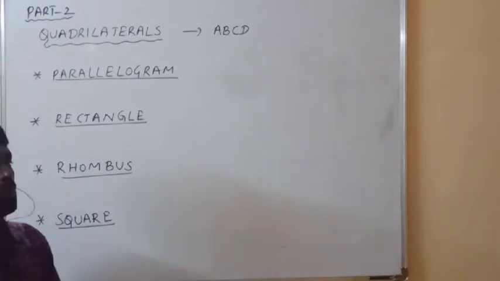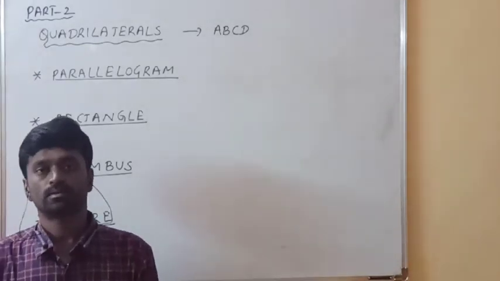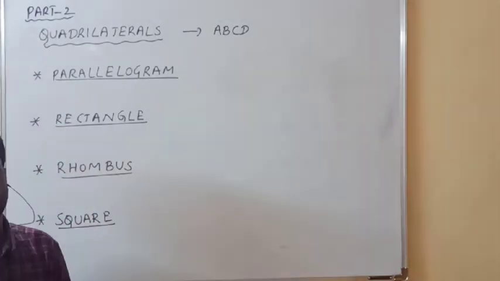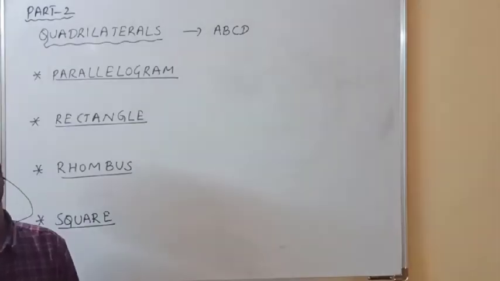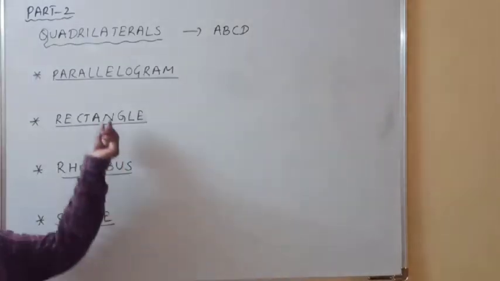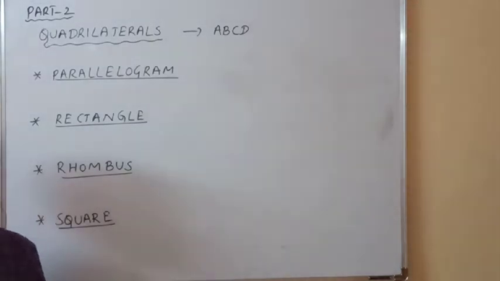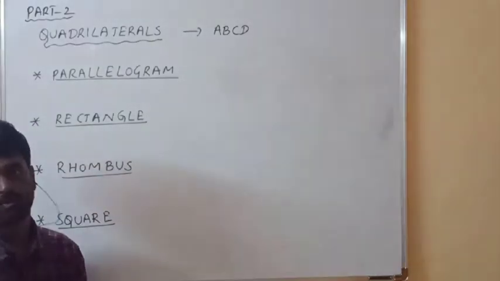So next, look at quadrilaterals. A quadrilateral is nothing but a polygon having how many sides? 4 sides. Now, that quadrilateral is said to be a parallelogram.